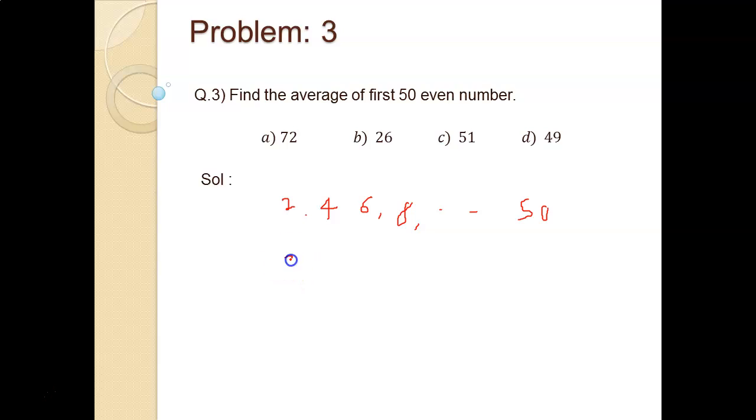The first even number is 2 plus the last even number, 50. The average of the first even number and the last even number means divided by 2. There are two numbers, 2 and 50, so divided by 2. That means 2 plus 50 is 52, and 52 divided by 2 means 26. So the average of the first 50 even numbers is 26. So the B option is correct.